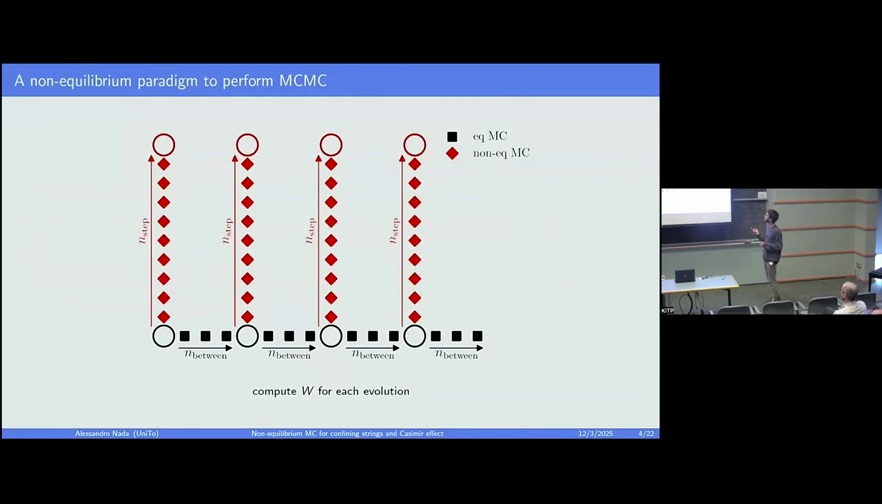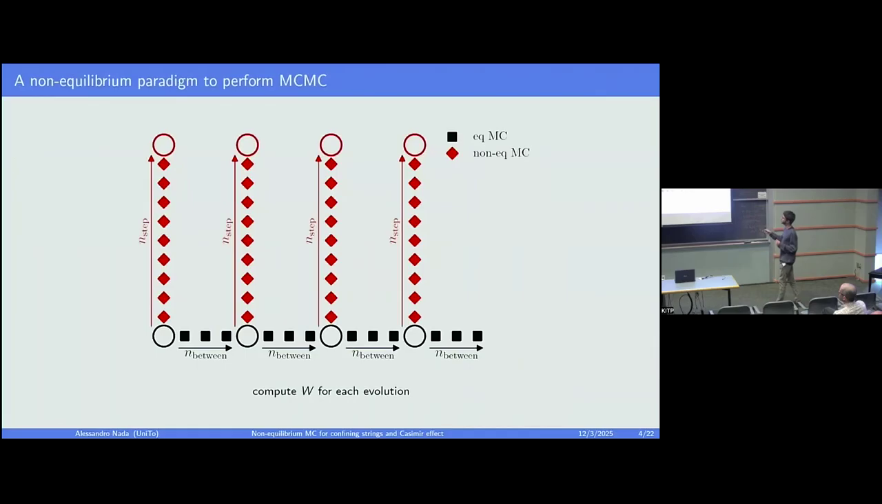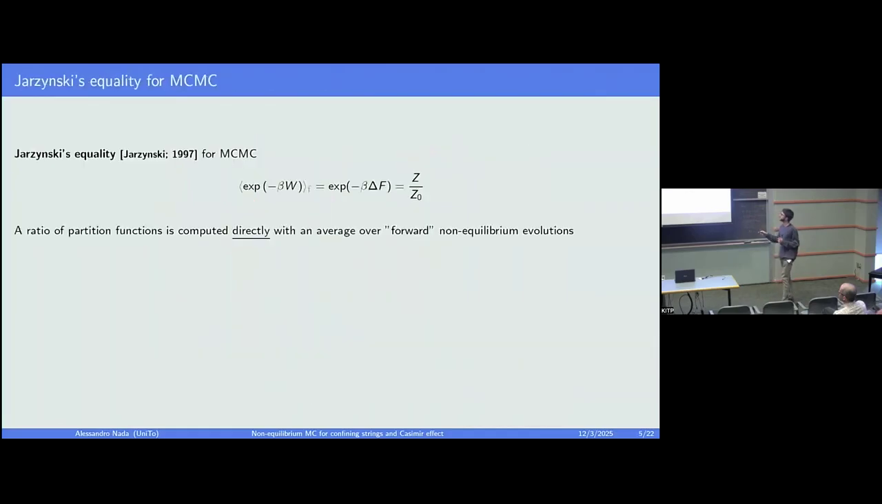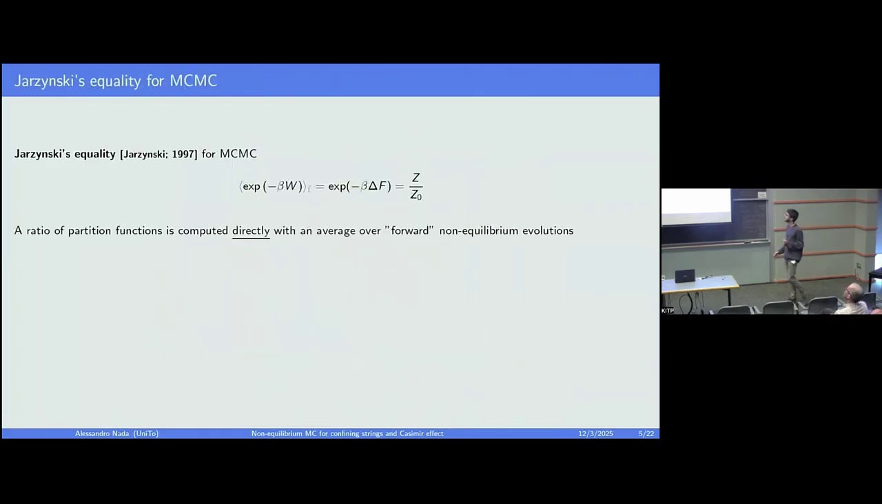I mean, why do this? The point is that if you use this framework, you can use a very powerful result from non-equilibrium statistical mechanics, a fluctuation theorem really, which is just an equality, which is also, well, 28 years old. The idea is that if you perform the average over all these different evolutions of the exponential of minus the work, what you get automatically is the ratio of the two partition functions, where Z0 is the partition function of this distribution here, and Z is the partition function of the target distribution up there. Okay, and this you get directly.